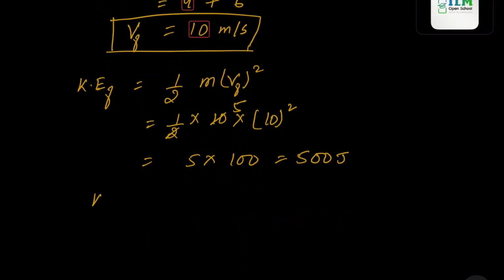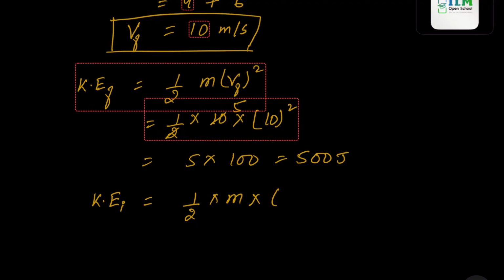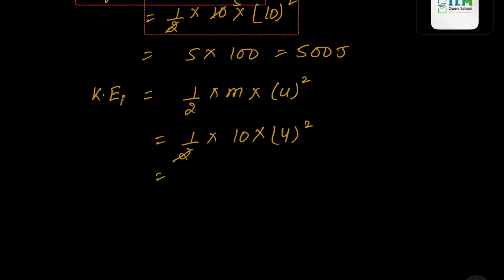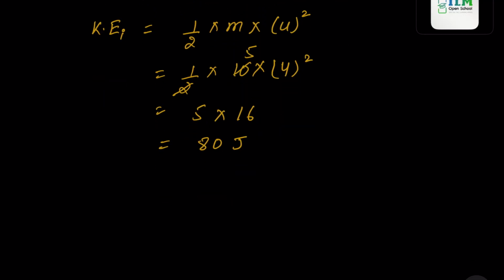Now I have to find out kinetic energy initial. What is initial kinetic energy? Half into m into initial velocity u square. Half, mass is 10 and initial velocity is given as 4 square. This cancels out, gets 5. 5 into 4 into 4, 16. 16 into 5 is 80 joule.